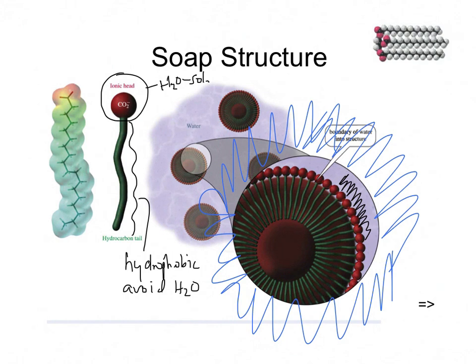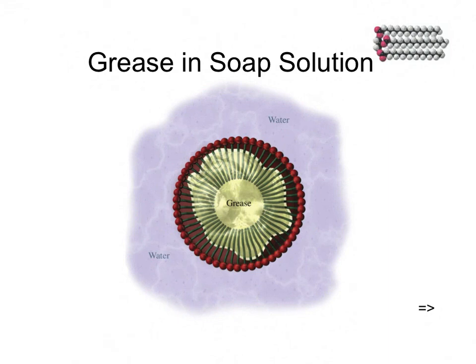So by orienting itself in such a manner, a soap molecule, surrounded with other soap molecules, is able to get the best of both worlds. The ionic end gets into the water, and all those little tails stick in next to each other, and they're away from the water and around each other. Now, how this translates into dissolving grease.